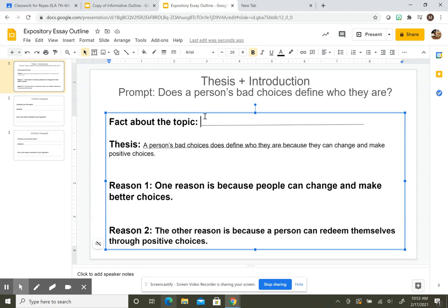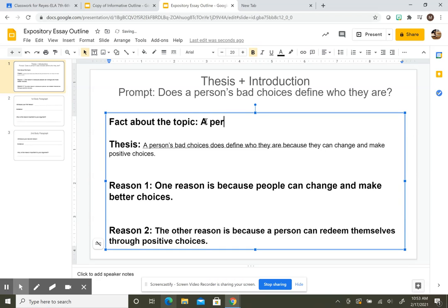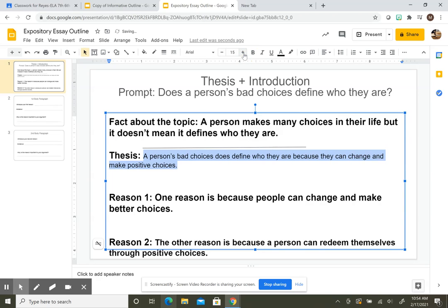And so here, this is where you kind of get to just introduce what you're going to be discussing. It doesn't necessarily have to be a fact, but it also just could be your opinion introducing the topic. So since it's does a person's bad choices define who they are, I'm going to say something along the lines of a person makes many choices in their life, but it doesn't mean it defines who they are. And then that's it. What I have here is my introduction.